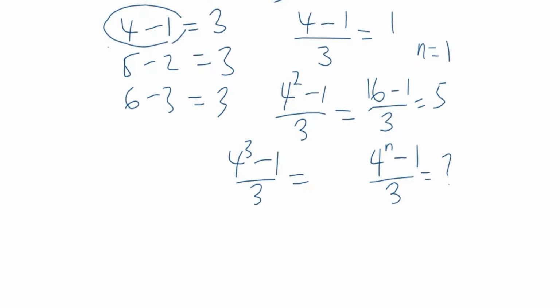Okay, so that means that if you have 7 exponent n minus 1, this will be divisible by all factors of 7 minus 1, which will be 6. Which will be divisible by all factors of 6. You may try and see.